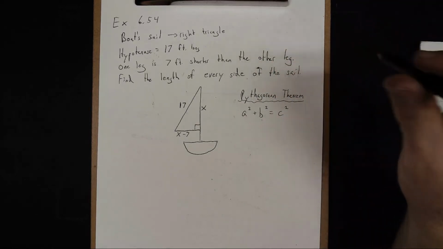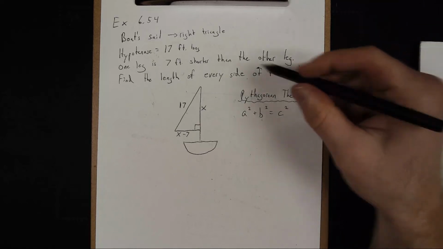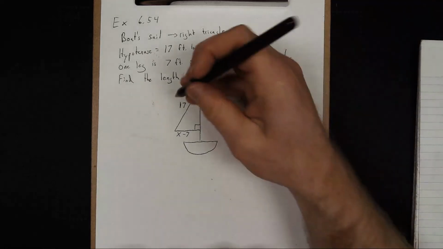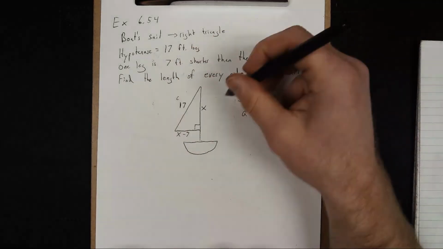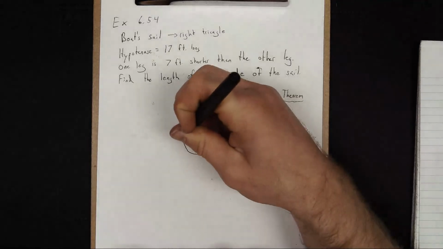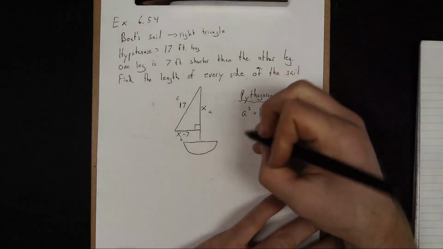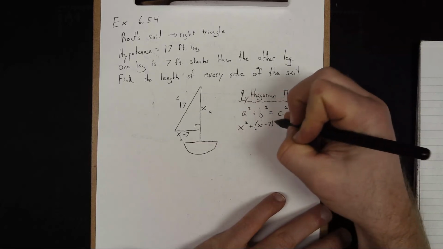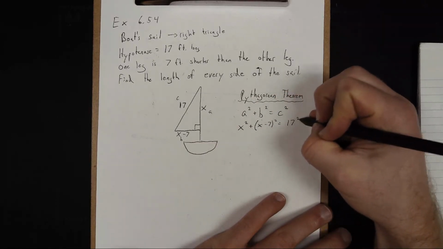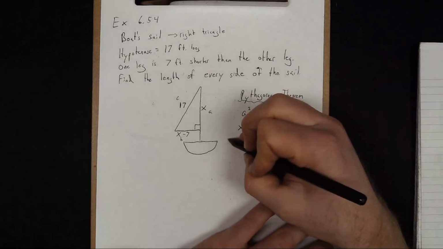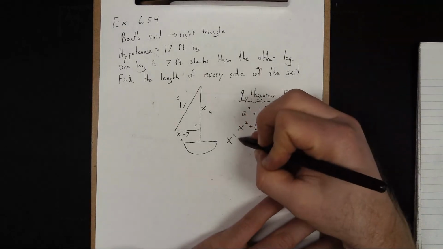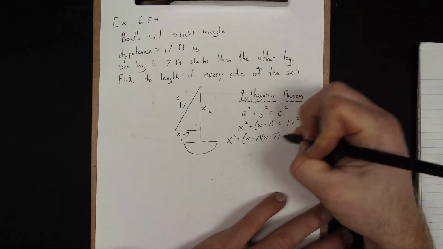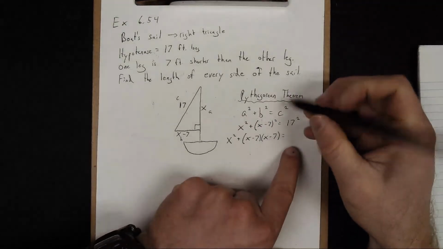All right, so let's apply the Pythagorean theorem here. A squared plus b squared equals c squared. Here's our c, and either one of these can be a or b. It doesn't matter. So let's plug them in. We get x squared plus x minus 7 squared is equal to 17 squared. I'm actually going to write these out: x minus 7 times x minus 7. That helps me solve. And 17 squared becomes 289.